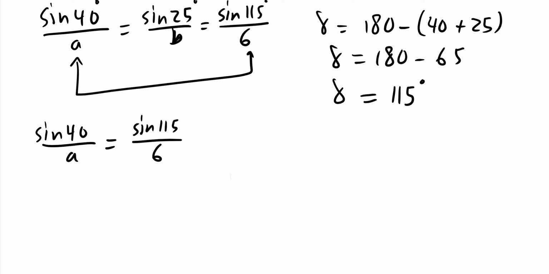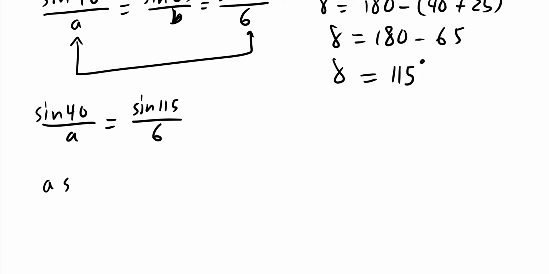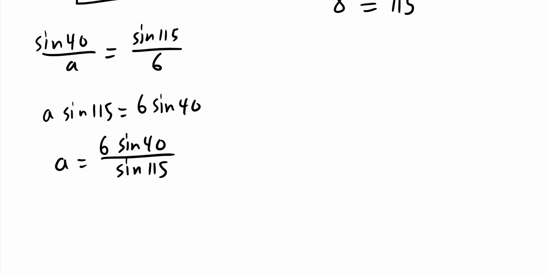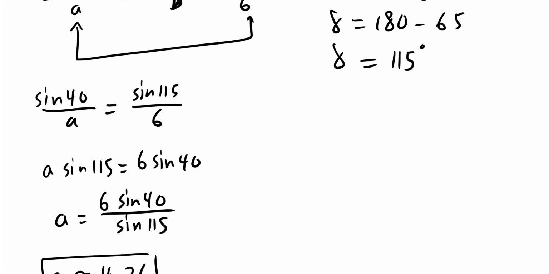So then what we do, we cross multiply. A sine 115 equals 6 sine 40 degrees. So A equals 6 sine 40 degrees over sine 115. If we put that in the calculator, I got about 4.26 for A. This is A. I found gamma, and we need one more thing, which is B.